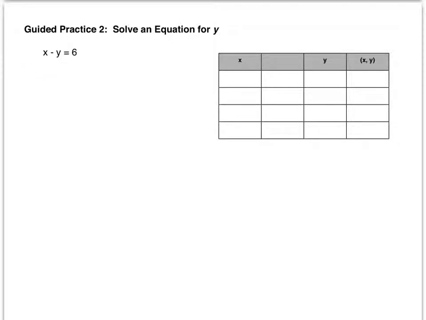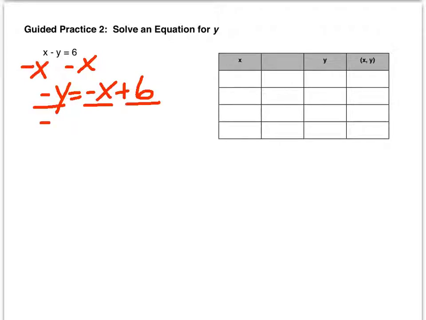Now let me try that again. We'll subtract x from both sides, and that leaves us with negative y equals negative x plus 6. Now, we don't want a negative y, and when you get a negative y, you really need to divide every term by negative 1 in order to get rid of it. So if I divide a negative by a negative, that gives me a positive y. Negative x divided by negative 1 is a positive x, and 6 divided by negative 1 is a negative 6. So our equation is going to be y equals x minus 6.